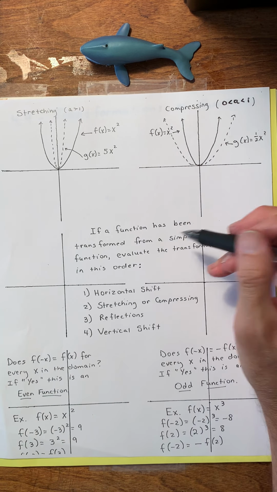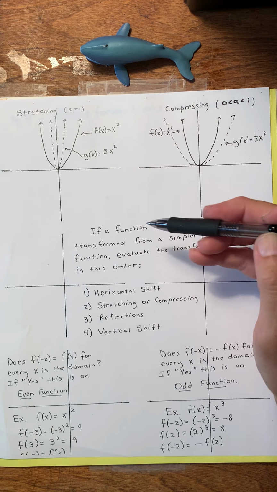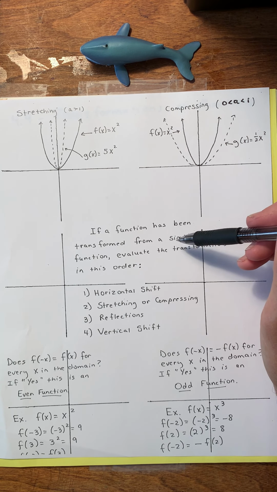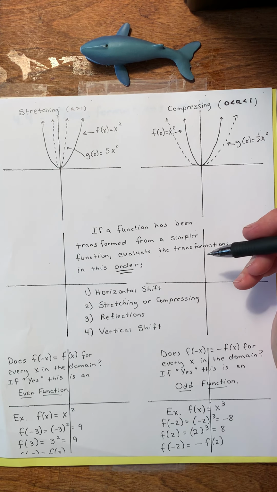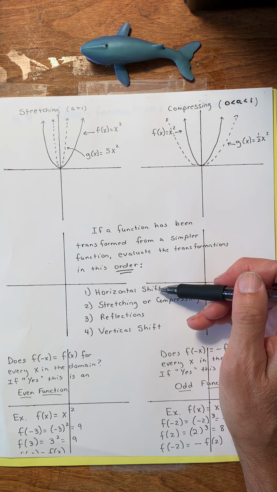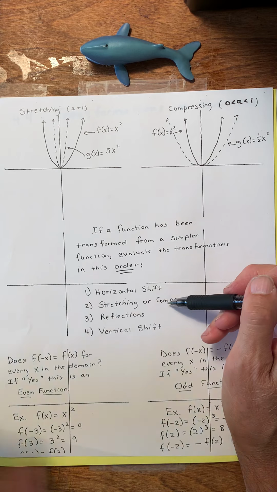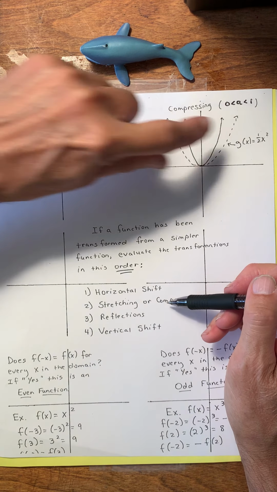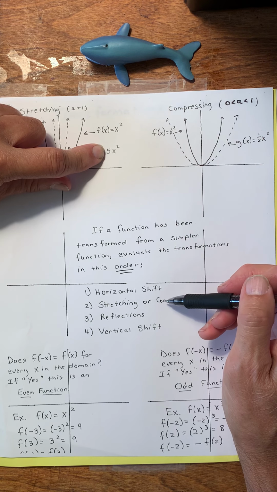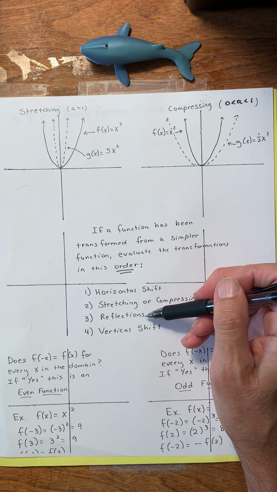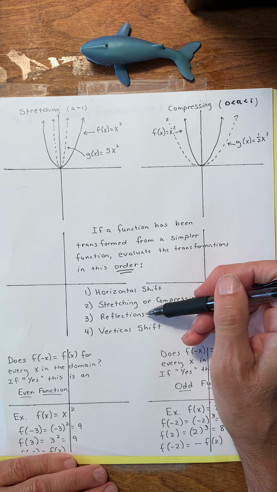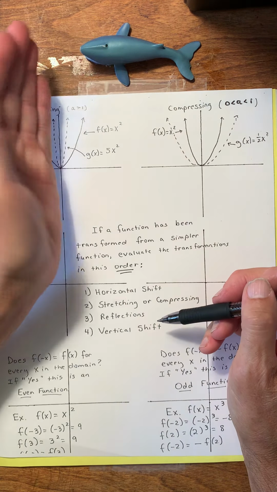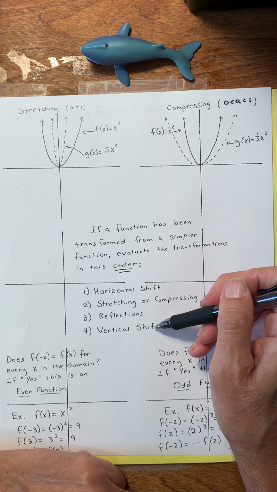All right. This sheet is going to be in your notes, and this is important. If a function has been transformed from a simpler function, there is an order for evaluating what's been done to it. First of all, see if it has been moved left or right, horizontal shift. Secondly, see if it's been multiplied by a number between 0 and 1 or greater than 1, stretching or compressing. Thirdly, see if there has been any reflection. Has the whole thing been made negative? That would flip it over the x-axis. Has the inside of the operation been made negative? That would flip it over the y-axis. And finally, after everything else is done, see if it's been moved up or down, a vertical shift.